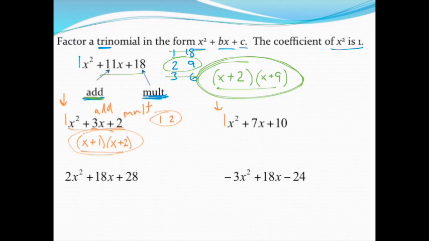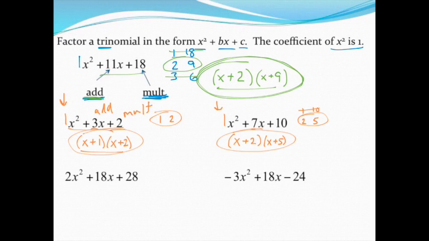Next up, I have a 1 in front again, so I want to list my factors of positive 10. That's 2 and 5, but don't forget 1 and 10 are also factors that would multiply to equal 10. So I have two options this time. I need the one option that adds up to 7, so that's 5 and 2, which means this factors into x plus 2 and x plus 5.